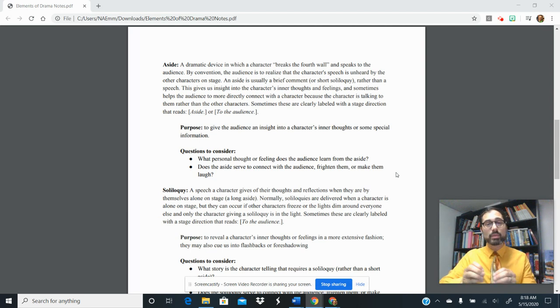Asides are one of the examples of breaking the fourth wall, when a character will be talking to another character and then turn around and say something right to the camera. And then they go back to talking. So an aside is a really short, brief handful of words, a couple sentences directed to the audience. And we might label them as an aside or to the audience. This helps us get some characters' inner thoughts.